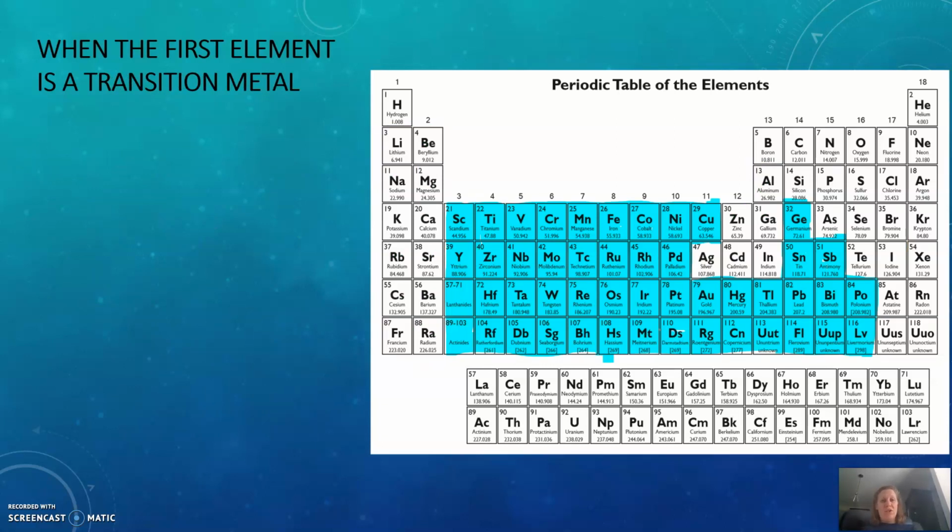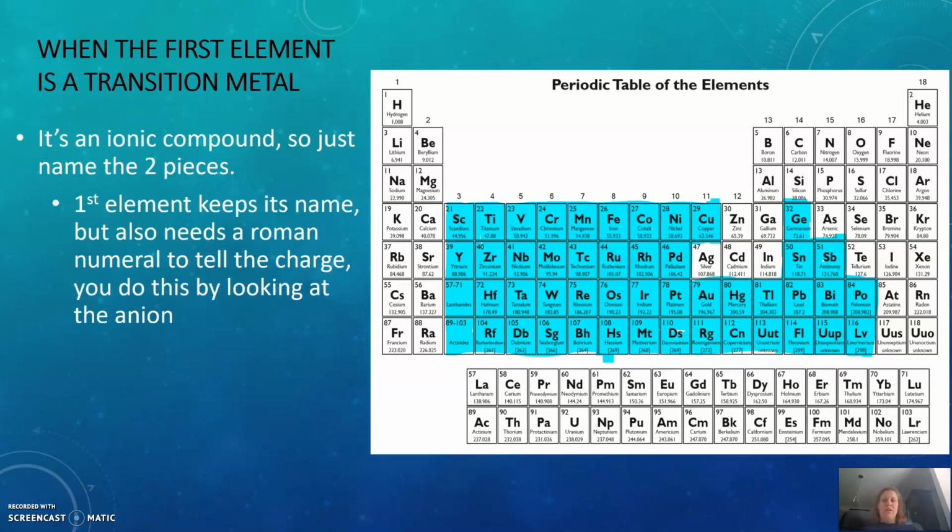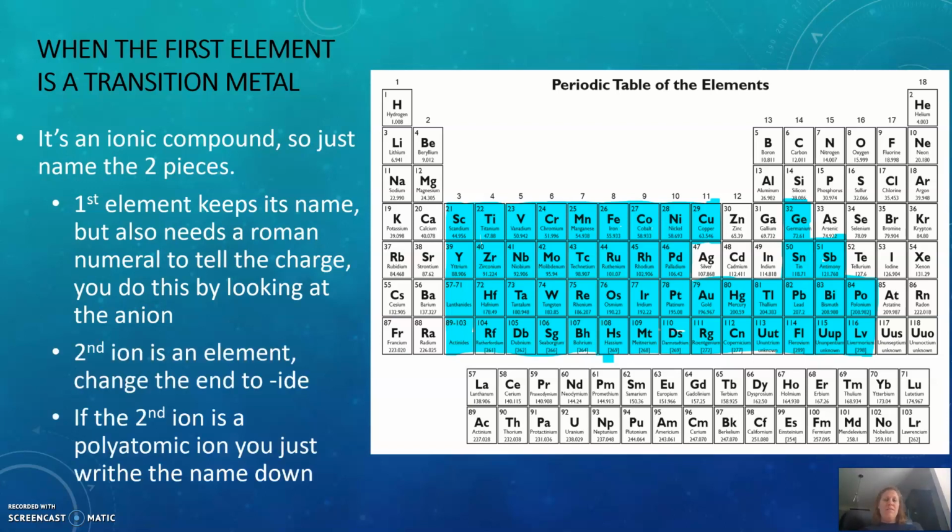These are the transition metals. Transition metals have multiple charges. So it's still an ionic compound. The first element still keeps its name. You just have to put Roman numerals in the names to tell what the charge is, and you do that by looking at whatever it's combined with. The second element, just like before, if it's just one element, the ending changes to "ide." If it's a polyatomic ion, you just write that name down. It's curiously similar.